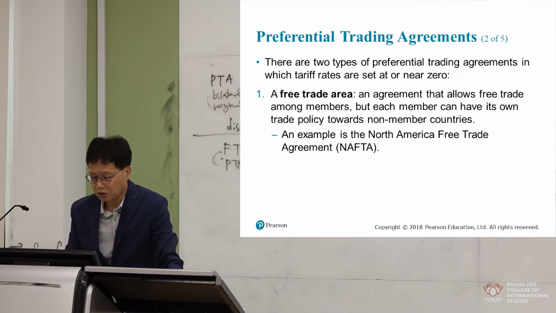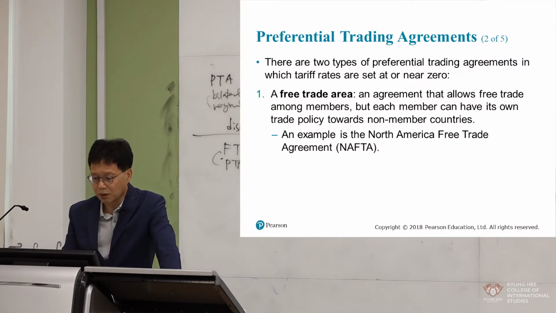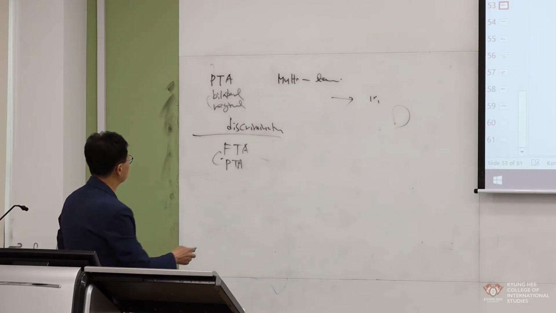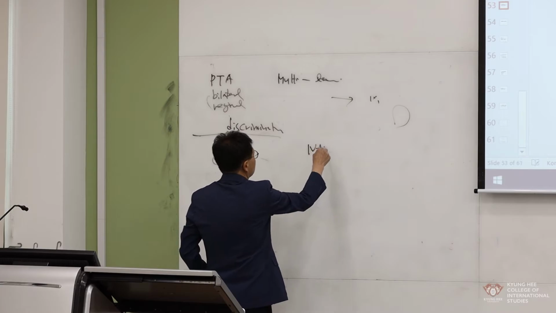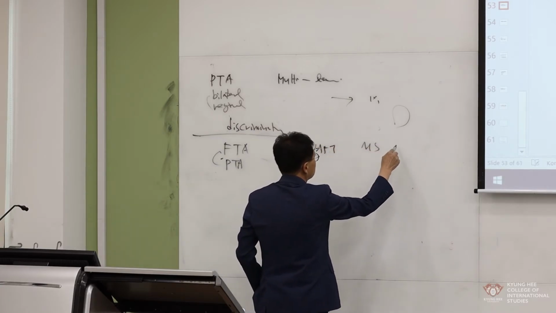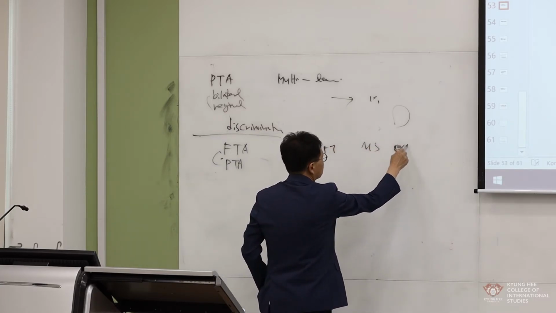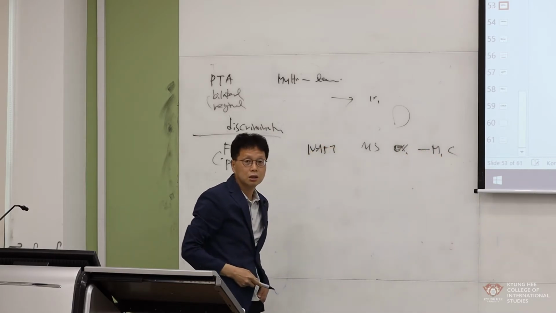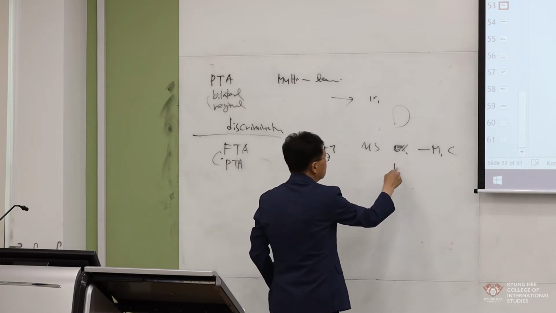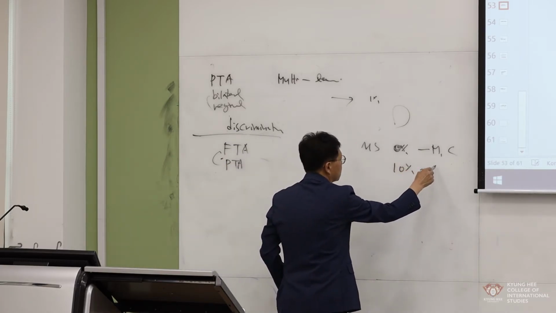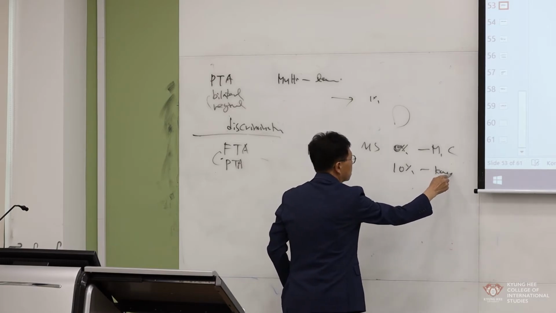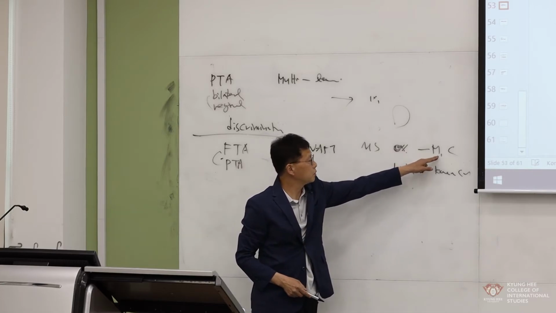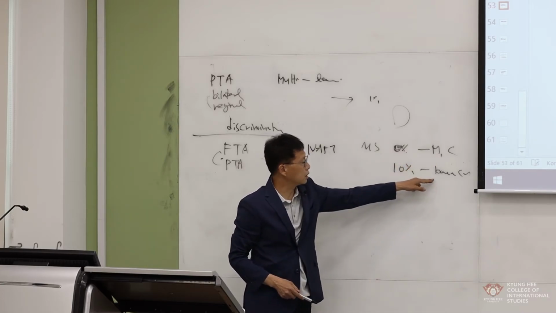Right? A free trade area, agreements that allow free trade among members, but each member can have its own trade policy towards non-member countries. For example, NAFTA, right? In NAFTA, the United States imposed, for example, 0% tariff on imports from Mexico and Canada, right? But imposes 10% tariff on, for example, Korean cars. 0% when imported from member countries, but 10%.